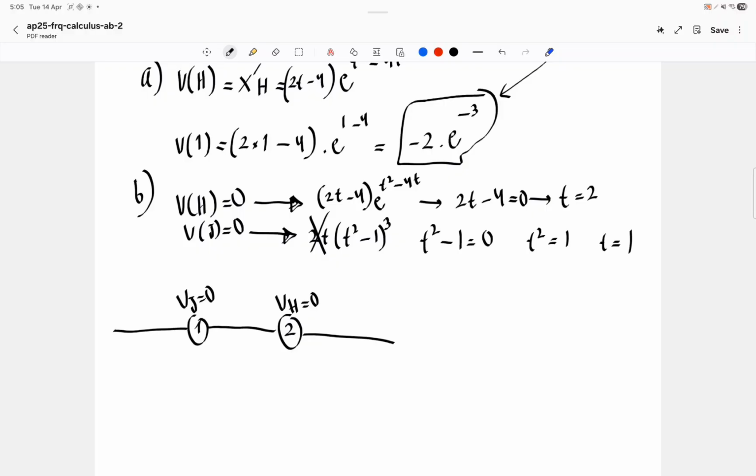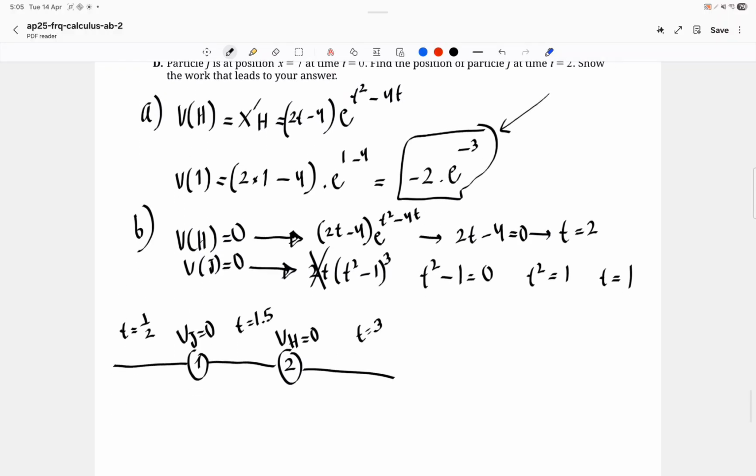Now let's see, maybe the time of a half in here, I think that was the time of 1.5, the time of maybe a 3, right? Yeah. So between 0 and 5. Now the VH will be 2 times a half minus 4, which is negative. So VH is negative. And the VJ, which is this one, half squared minus 1, is still negative. So VJ is negative. If they're both the same sign, they move in the same direction.